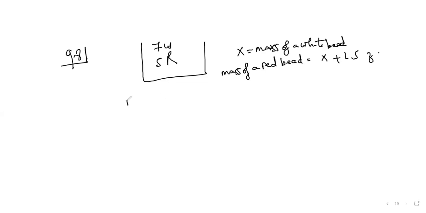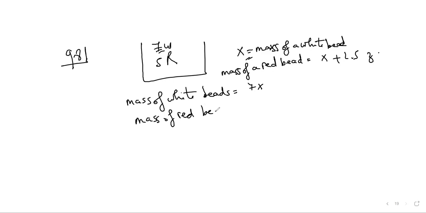So the mass of white beads here is equal to what? I know that I have 7 white beads and the mass of a white bead is x, so it will be 7x. Now the mass of red beads will be 5, the number of beads, times the mass of a red bead. The mass of a red bead is x plus 2.5.